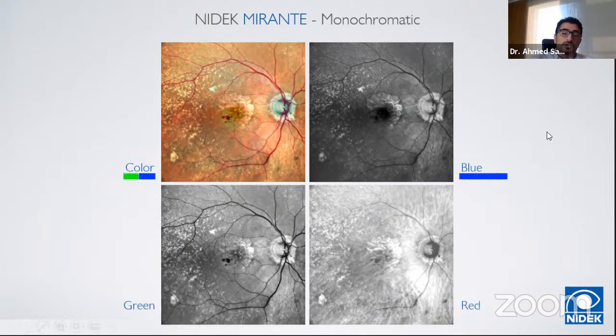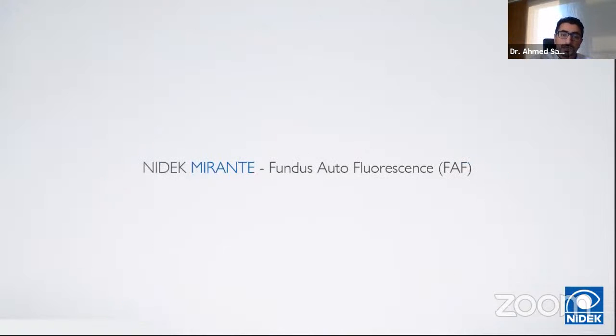The first image, which is here, you can see this is taken by the blue laser, which is providing you information only about the sensory retina. This one provides information from the sensory retina until the RPE, and this is from the RPE until the choroid. So a single capture in a fraction of a second can provide you with multiple details regarding different segments or different layers within the retina.